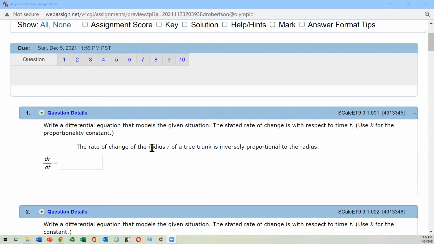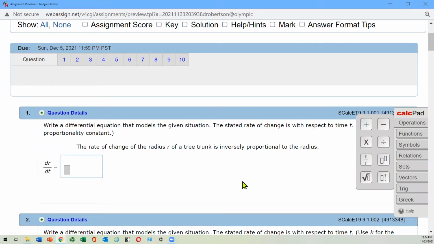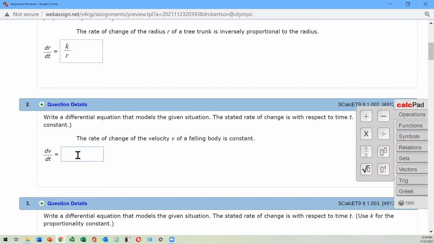The rate of change of the radius R of a tree trunk is inversely proportional to the radius. Now, if you know anything about physics, isn't inverse 1 over the thing? But we don't know that the top number for sure is 1. So we do K over R. That was it. The rate of change of velocity V of a falling body is constant.